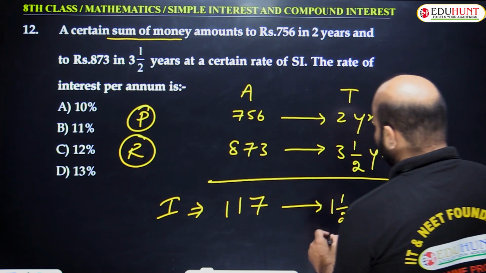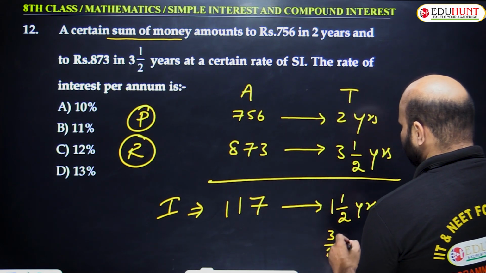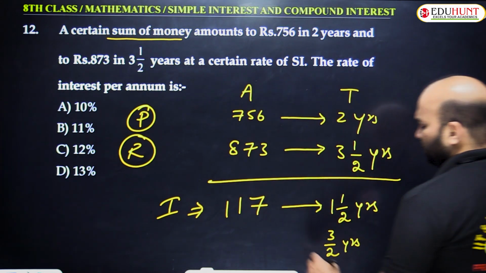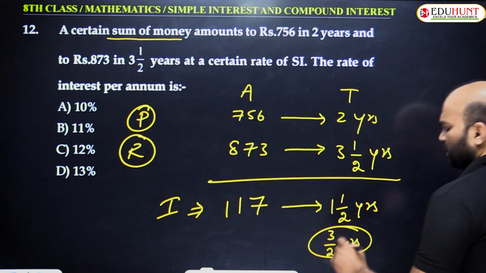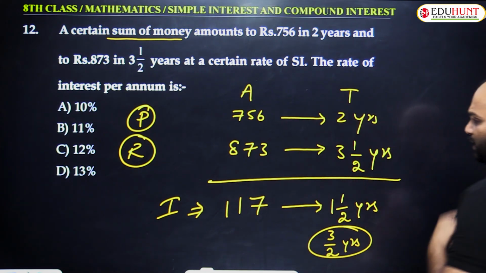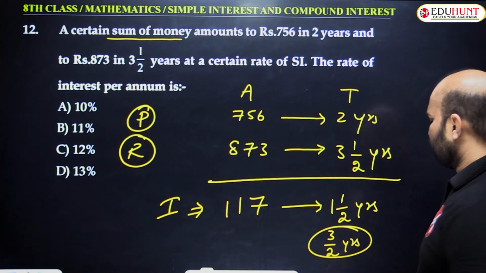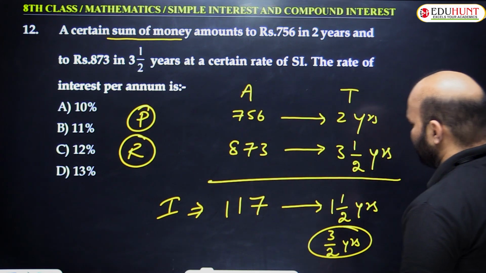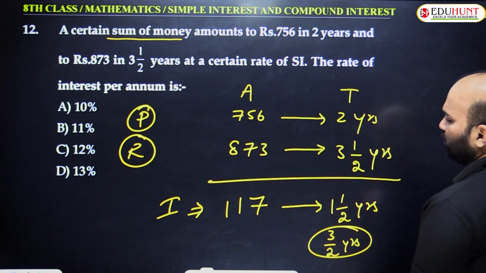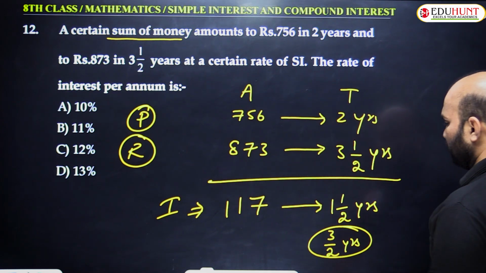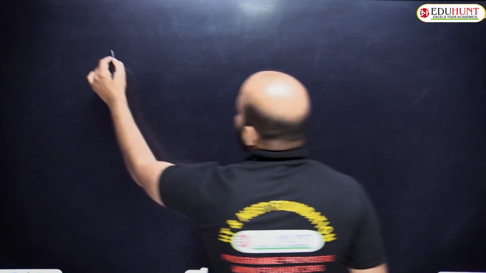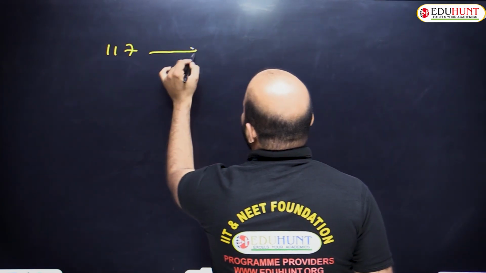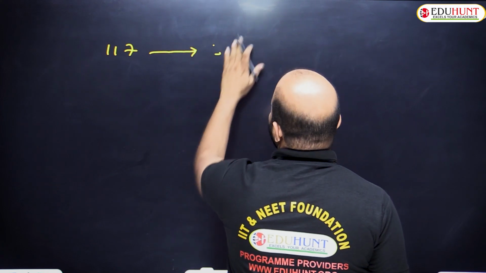Therefore 1.5 is nothing but 3 by 2. It can be written as 3 by 2 years. Am I clear? So clearly, 3 by 2 years. How much interest are we getting in 3 by 2 years? 117. Therefore, according to cross multiplication, first you have to find the 1 year interest. Am I clear? So firstly, what am I getting here? Interest 117 rupees in 1.5, nothing but 3 by 2 years.